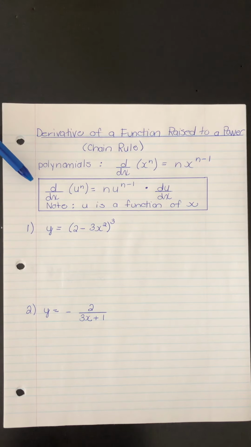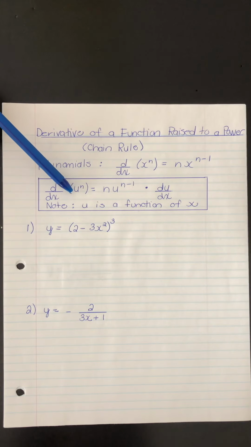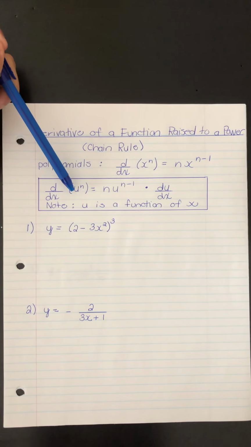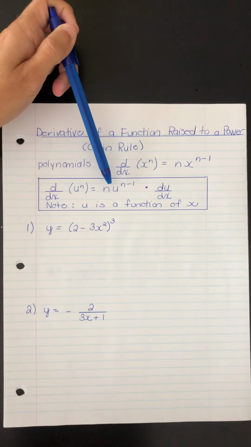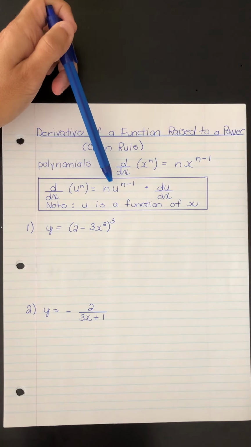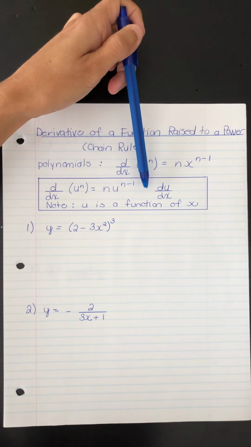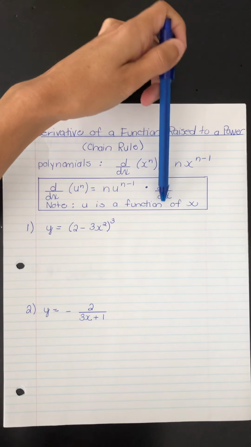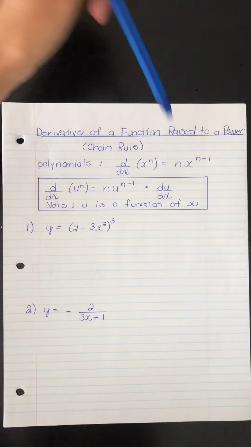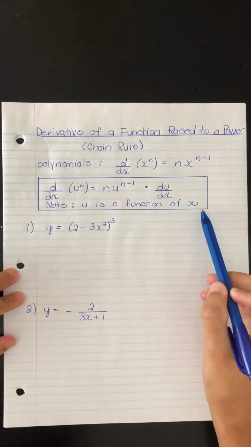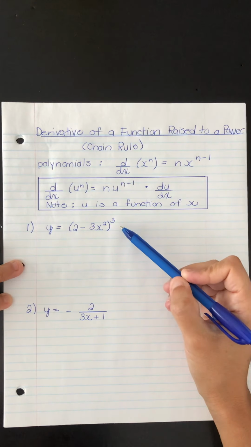Okay, so here's the rule itself. The derivative with respect to x of u to the n. So here u is a function of x. So u could be a binomial or a trinomial. Okay, so what you do first is n times u to the n minus 1. And then you multiply that result by the derivative of the function u itself. Okay, so I'm going to show you that very same thing with our specific examples.